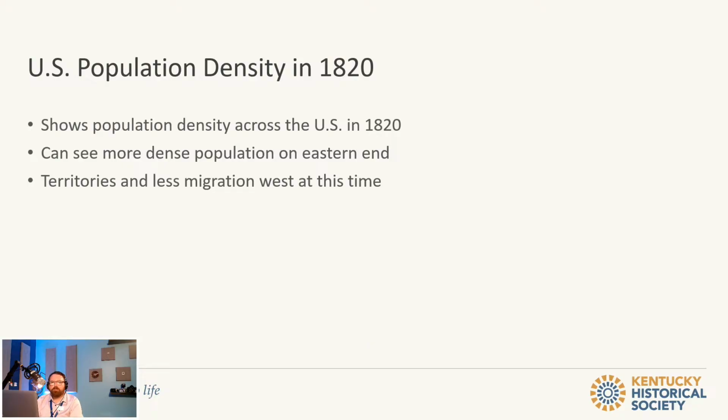So there is a U.S. population density in 1820 map, and it shows the population density across the U.S. in 1820, and as I'll show you in a picture in just a second, there's going to be a more dense population on the eastern end. Obviously this is still fairly early in the U.S.'s history as far as being a country itself, and there are still a lot of territories and not as much migration out west at this point.